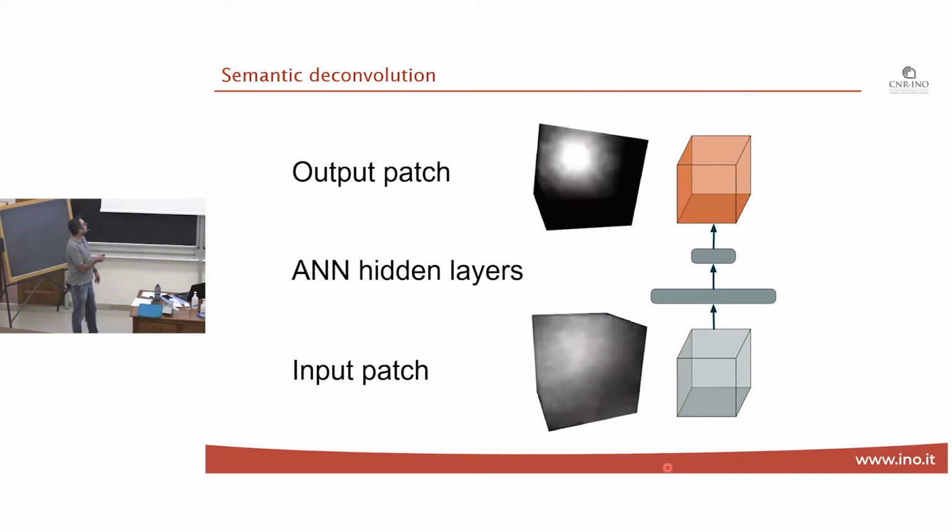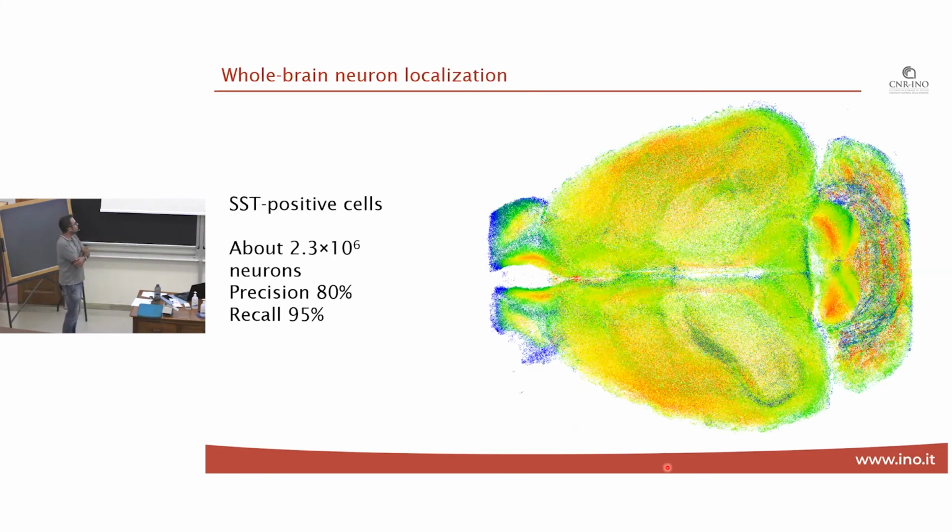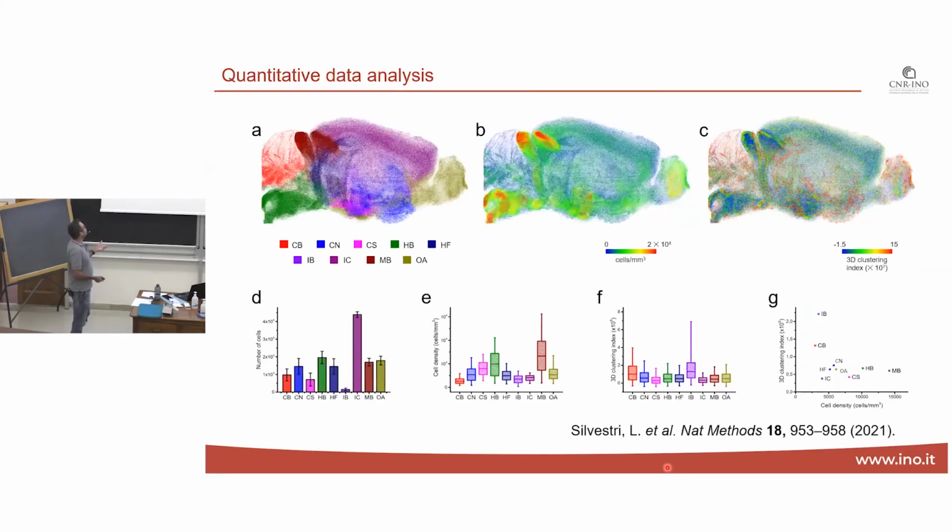Yeah, so ideally the network just transformed this blurry input image to an ideal image where the blob is more evident. And for example, this is the result applied to the whole mouse brain. In this case, these are 2 million neurons that were automatically localized. And once you have this, then you can do numerical studies.